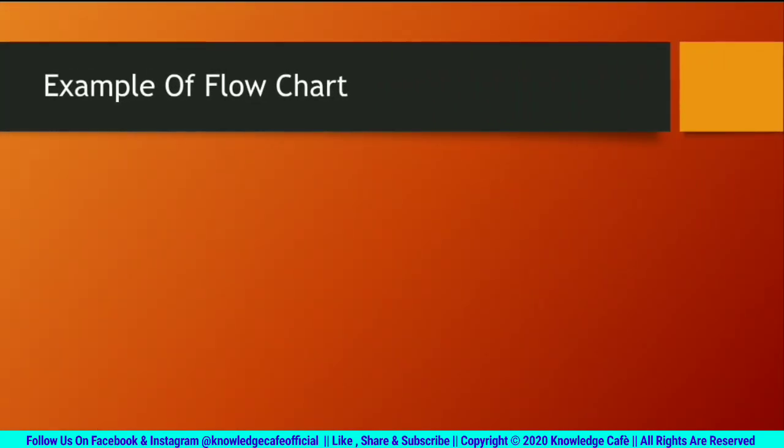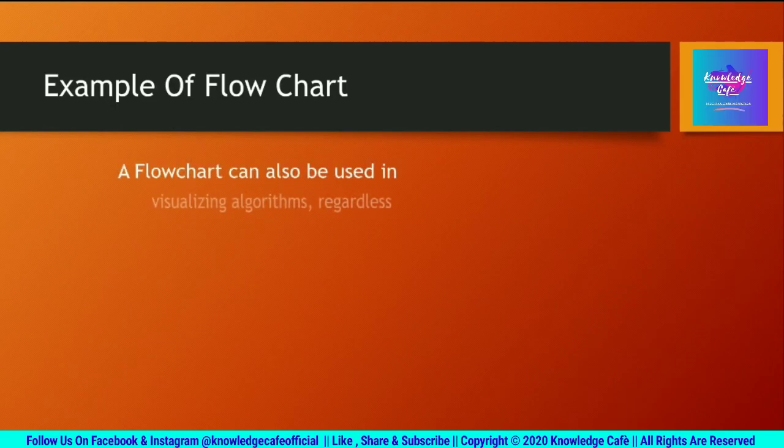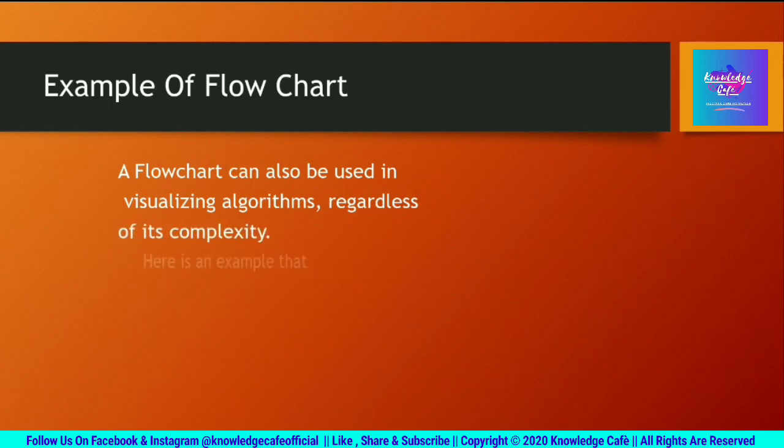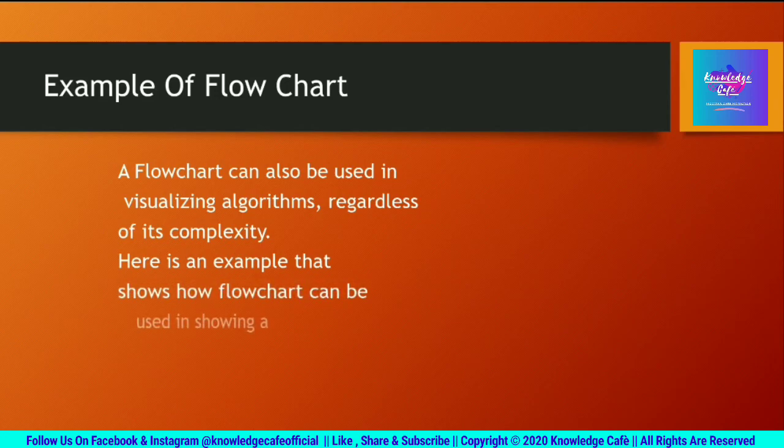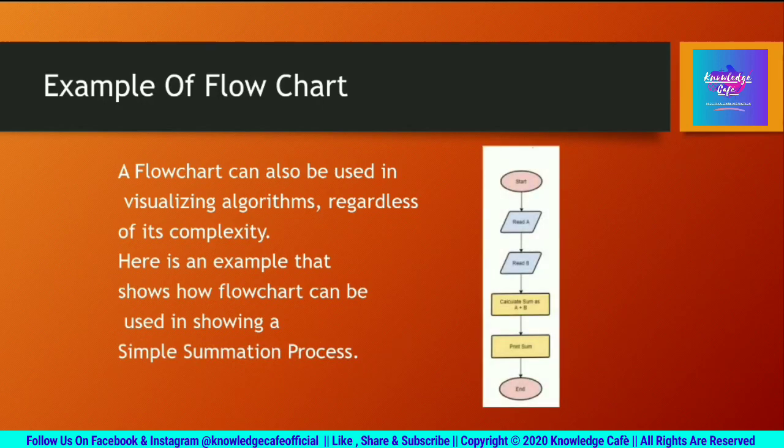Now let's see an example of a flowchart. A flowchart can also be used in visualizing an algorithm regardless of its complexity. Here is an example that shows how a flowchart can be used in showing a simple summation process. In this example, you will see that the first step is start, second read variable a, read variable b, then calculate the sum, that is a plus b, print the sum and end. This is a simple flowchart of adding two numbers.